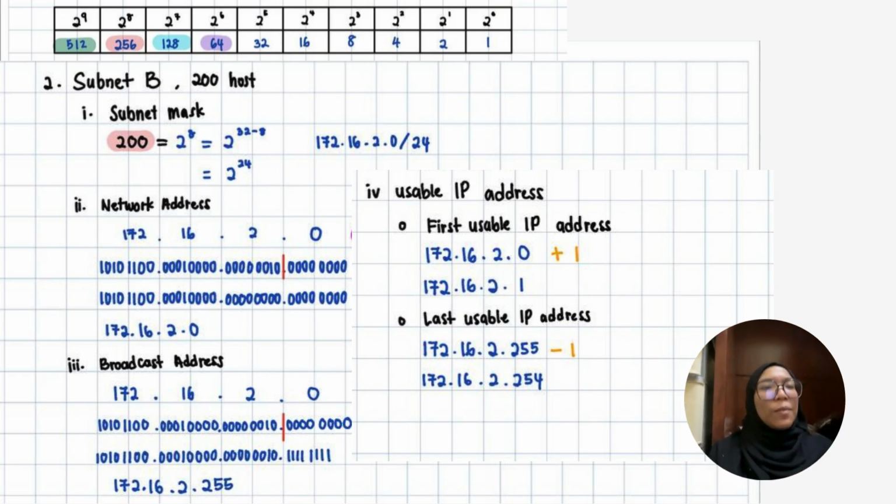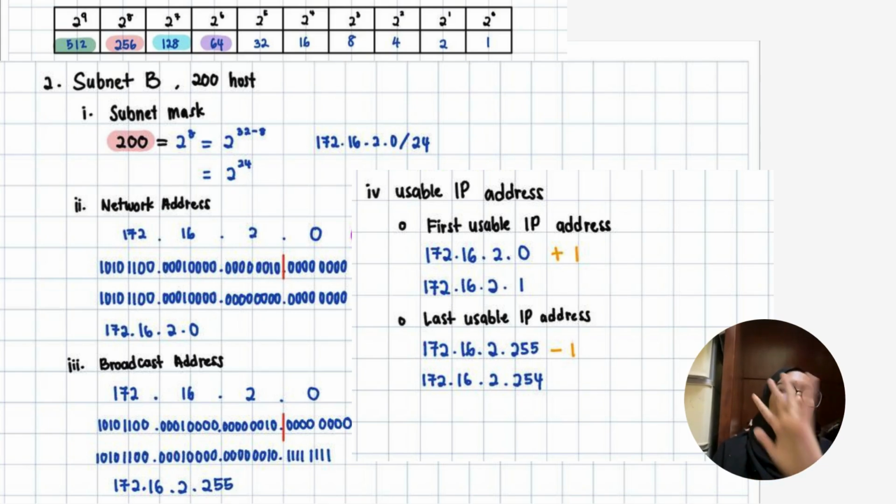The ones we do not use are 0. Here, the first 24 bits we keep the same, but the remaining bits we need to change to 0. But the remaining bits are already 0, so there is no need to change anything. So the network address will be 172.16.2.0. Next, the broadcast address.